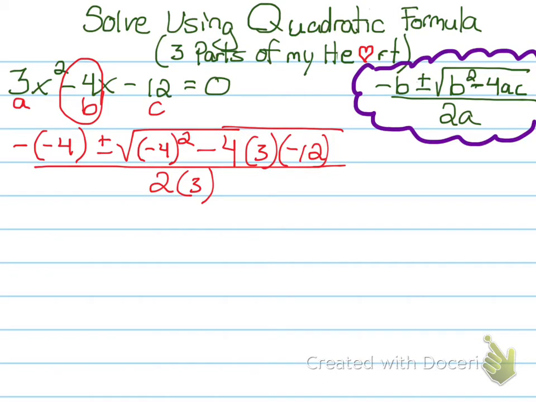Now, if you notice, I have a negative 4. Remember, a double negative is always a positive. So what I'm really looking at is positive 4 plus or minus square root. And also remember from the previous video, everything that is under the square root, you will type in the calculator.